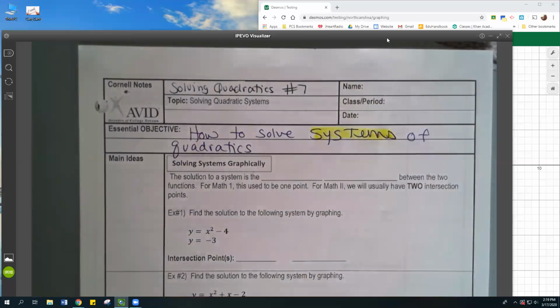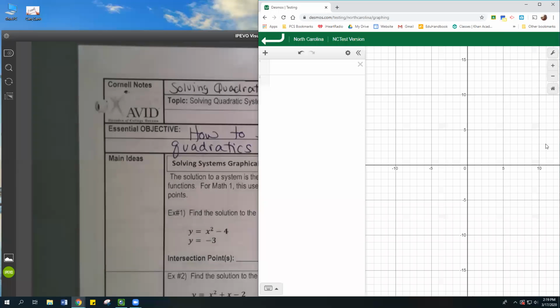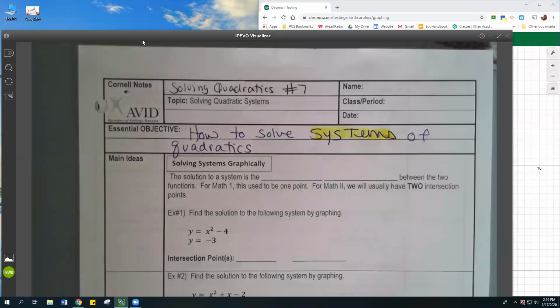I have Desmos popped up here in the background so that I can flip back and forth. You'll notice that right here, this is the North Carolina test version. So the functions that we will not have on our final exam have already been turned off using this format of Desmos. Okay, so I'm going to be flipping back and forth between those two screens.